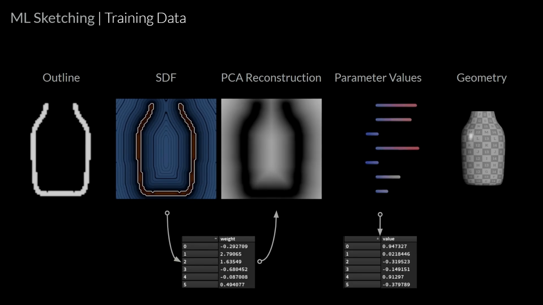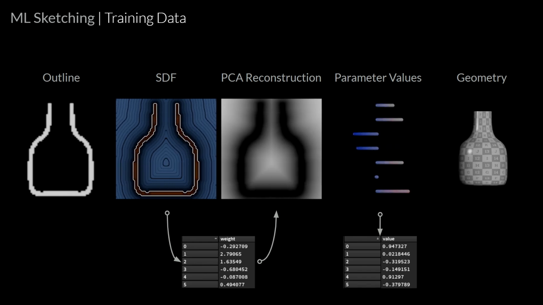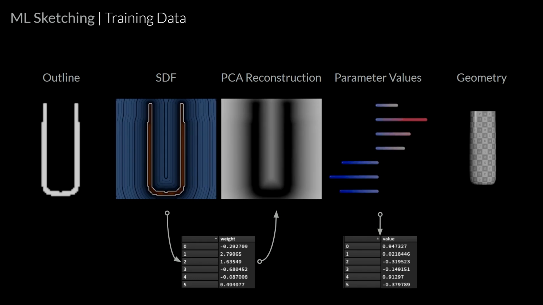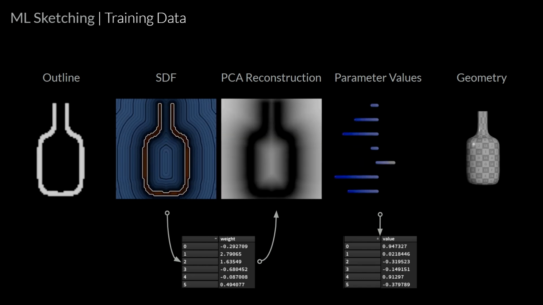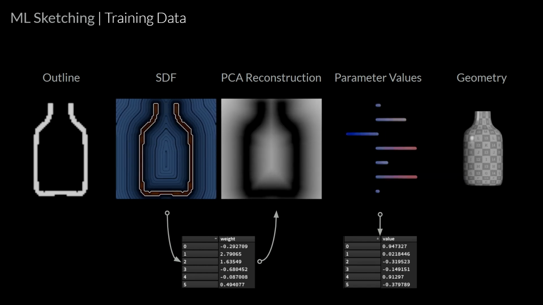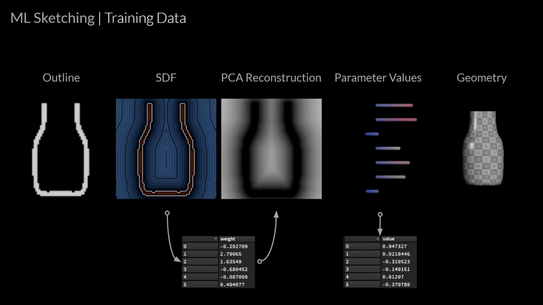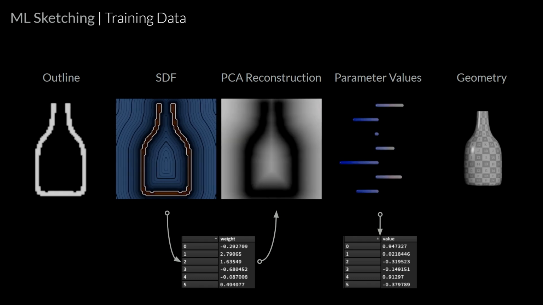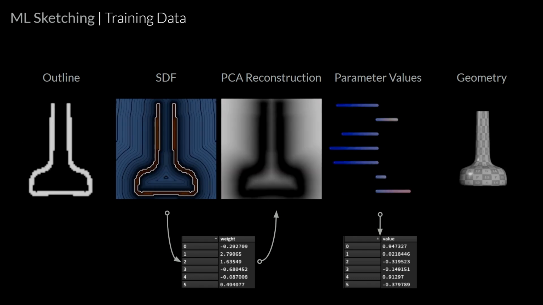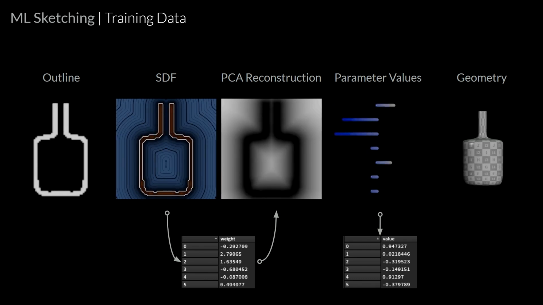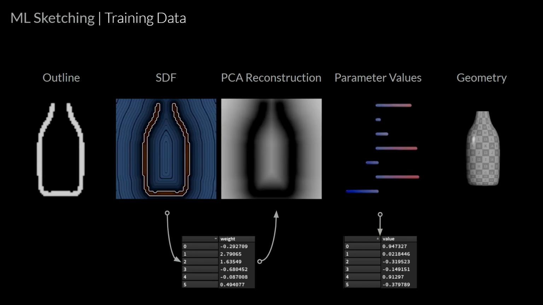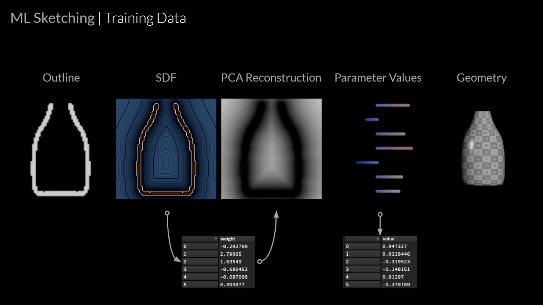So our training data consists of an outline that gets turned into an SDF. We do some PCA magic on that and calculate the weights. And those weights will be used to reconstruct that SDF. The weights are our input for training. And we also store the parameter values, which we generated in our generator. And this will be our target. On the side, you can see each bottle shape that corresponds to those parameter values.